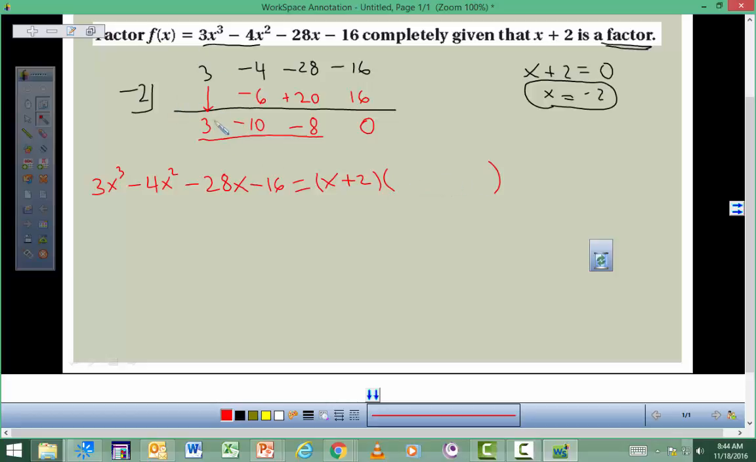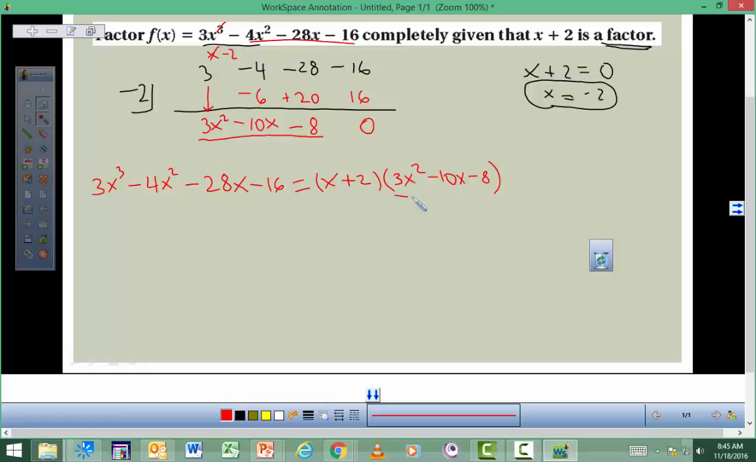Remember, how do we figure out this? If you were to take the x plus 2 and you were to divide here by x plus 2, wouldn't this x cancel off with one of those x's up there? It'd lower the degree by 1, right? So this is going to be 3x squared. This is going to be minus 10x, and then that's going to be minus 8. So this factor here is 3x squared minus 10x minus 8. Okay?